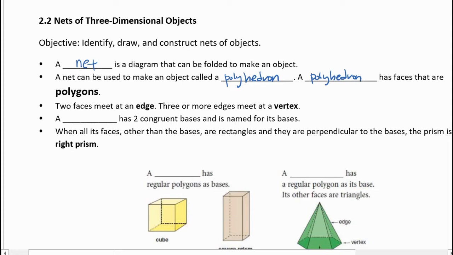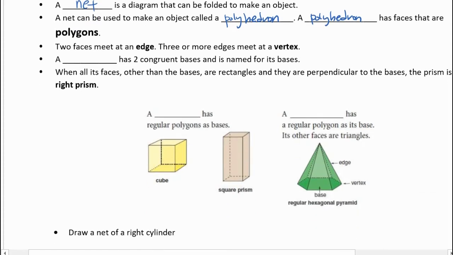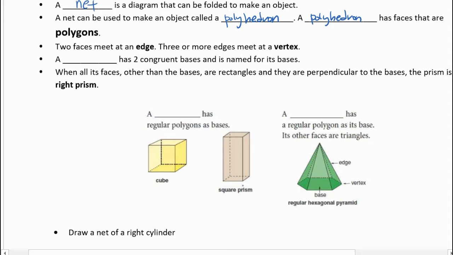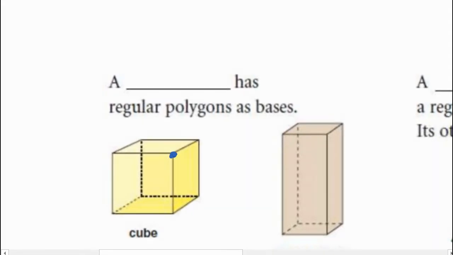A polyhedron has faces that are polygons. So everyone, polyhedrons are basically 3D objects like this. And a polyhedron has faces that are polygons. Polygons are 2D shapes like rectangle, triangle, pentagon. Alright? Those are polygons. Two faces meet at an edge. Three or more edges meet at a vertex. So here, this is a vertex and this is an edge. So same thing. This is a vertex and those are edges.